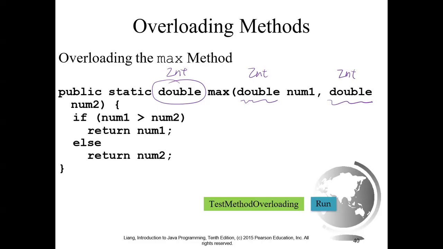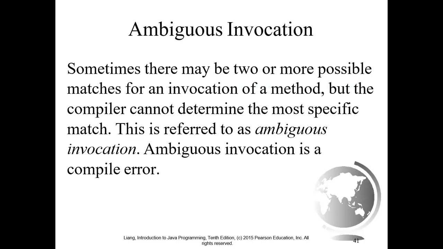However, it sometimes invokes ambiguity. Let's take a look. Here we say sometimes there may be 2 or more possible matches for an invocation of a method, but the compiler cannot determine the most specific match. This is referred to as ambiguous invocation. And an ambiguous invocation is a compiler error. But sometimes it still can work, just the result may not be so correct.